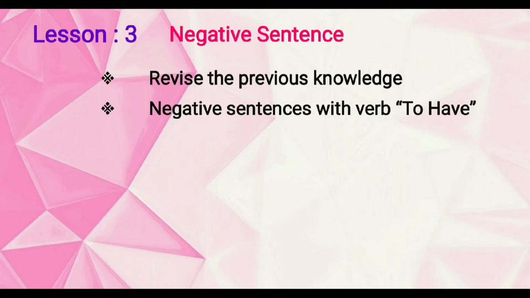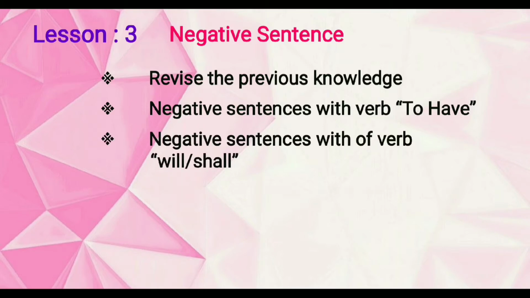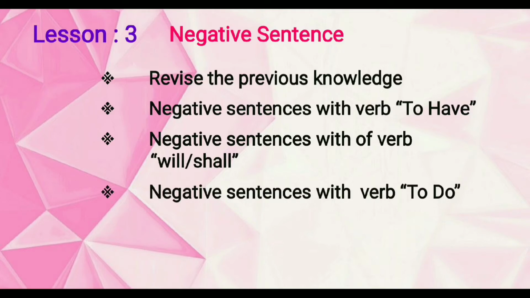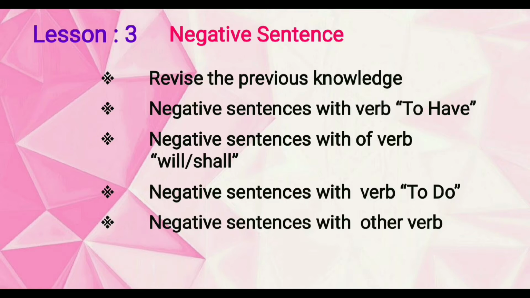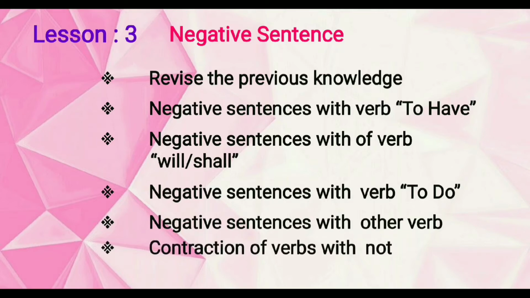In our last lecture we had learnt the negative sentence with verb to be. Today we are going to learn negative sentences with verb to have, with verb will and shall, with verb to do, with other verbs. Other verbs means can, must, should, and then we'll see the contraction form of the verbs with not, and then we will do the exercise according to the rules we are going to learn today.